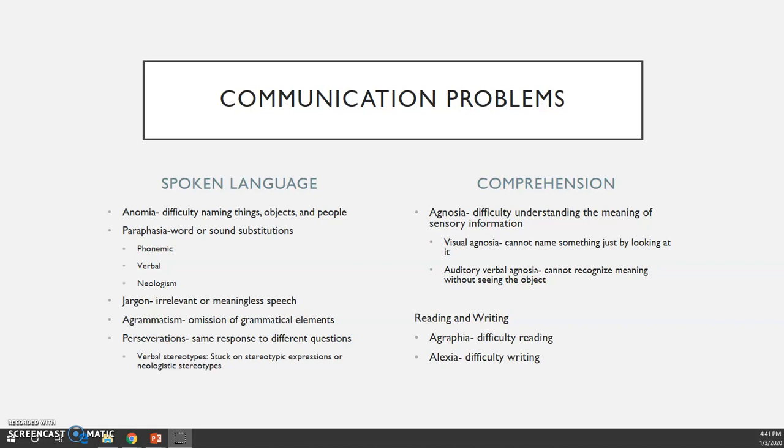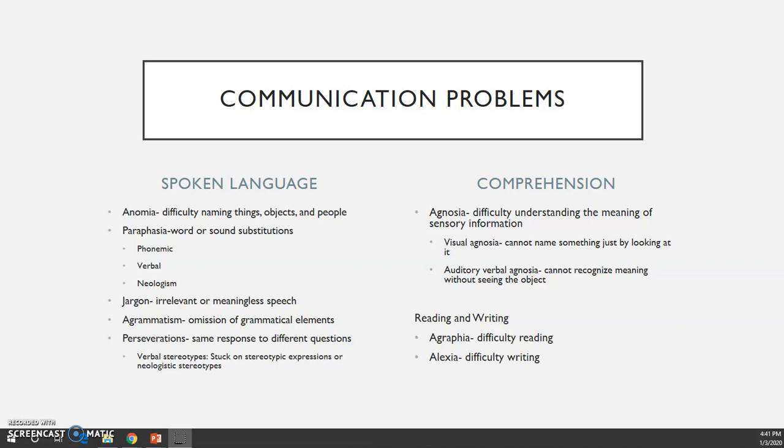You can have a verbal paraphasia, which is related to kind of the morphemes or the meaning of the word. So it could be instead of the cat is in the tree, the dog is in the tree. It's a related animal. Or you can have a neologism, which is a new or made-up word. So instead of saying banana, they might say na-na-na-na-na-na-na.